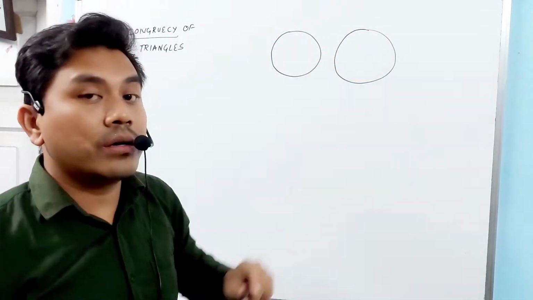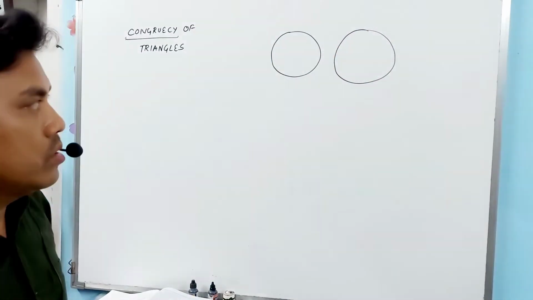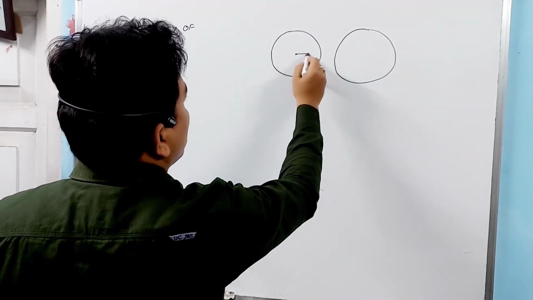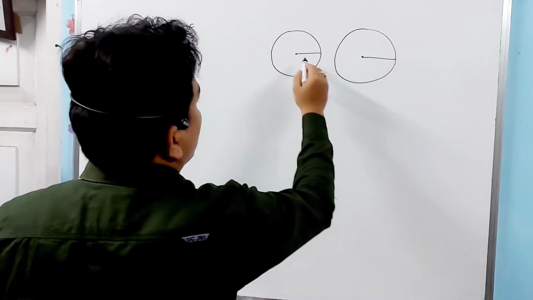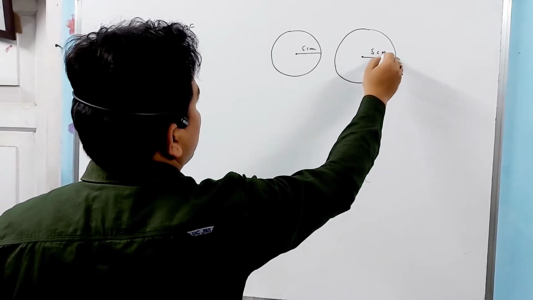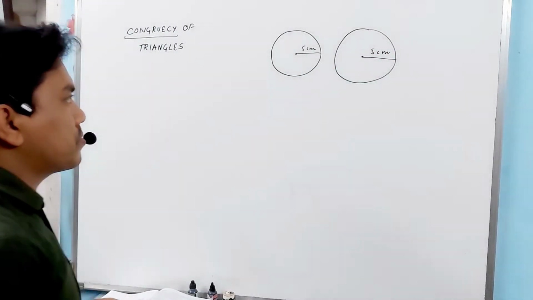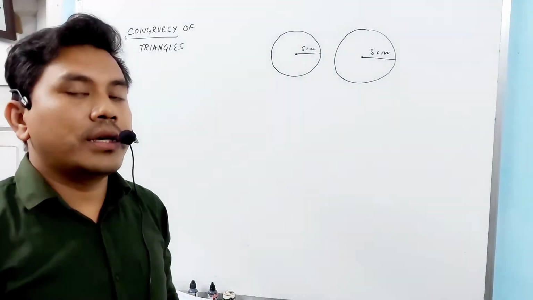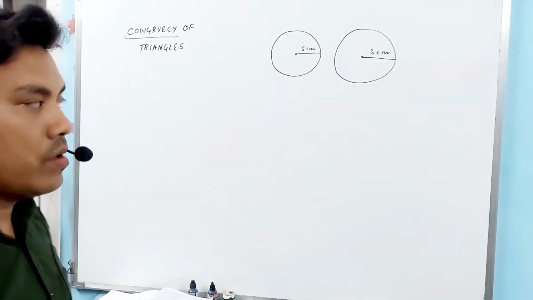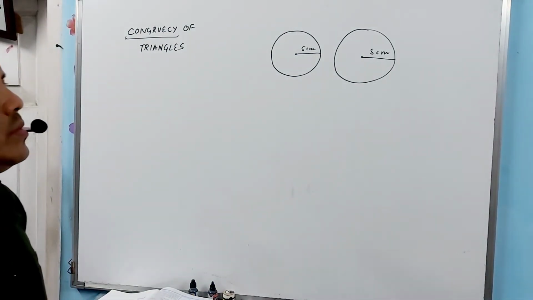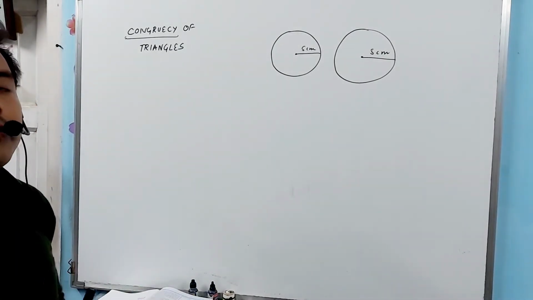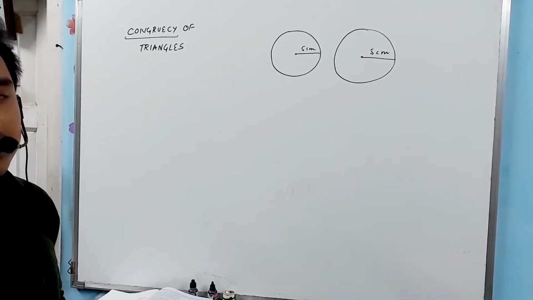So generally we'll be getting two congruent circles when the radii are equal. Okay, if we draw a circle of radius 5 cm, and the other circle is of radius 5 cm, then the circles will be of equal size. Then we will say that both the circles are congruent. So for any geometrical figure to be congruent, they must have equal size. Their sides must be equal.